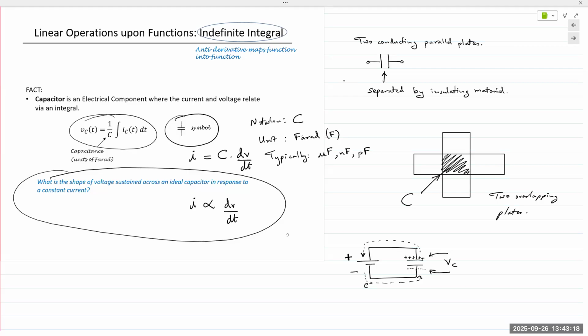Technically, current is not actually flowing through the capacitor, not physically. Physically, there are no electrons that are crossing the plates. Yet, we always refer to it as capacitor current or current flowing through a capacitor. But technically, physically, it's not possible. The plates are separated by an insulator, so electrons are not going through that insulator. Okay?